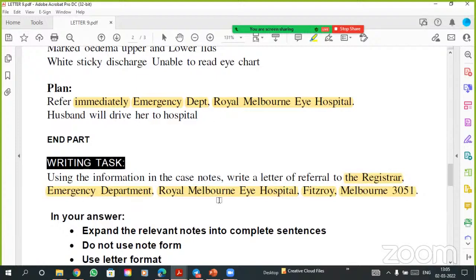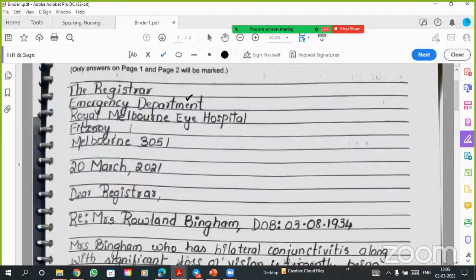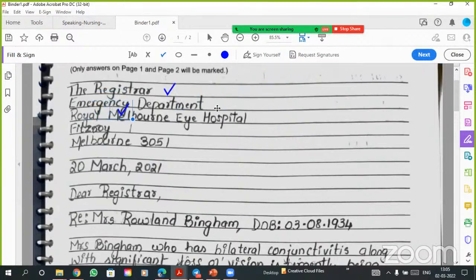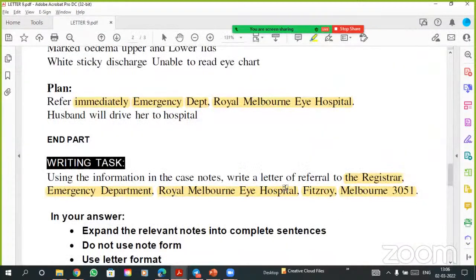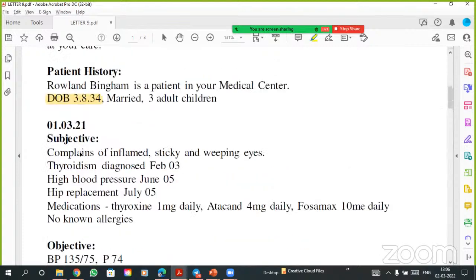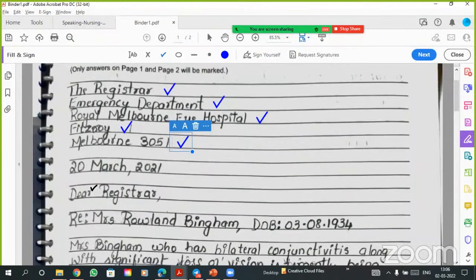The Registrar, Emergency Department. The Registrar. Emergency Department. Royal Melbourne Hospital. Fitzroy Melbourne. Fitzroy. L13051 and next, 23/21, but this comma should be immediately, no space, okay, not in the middle of the two words. It should be immediately. Then dear registrar.